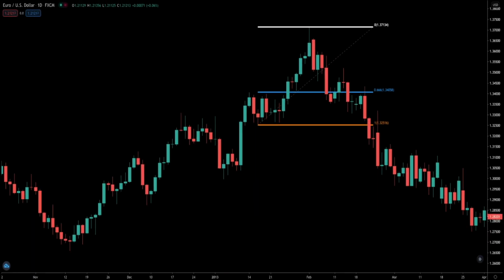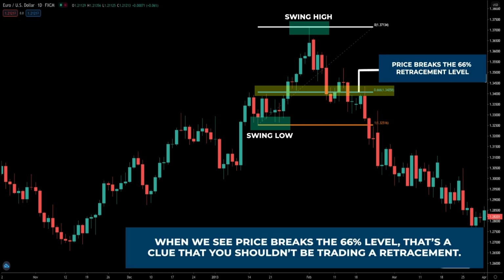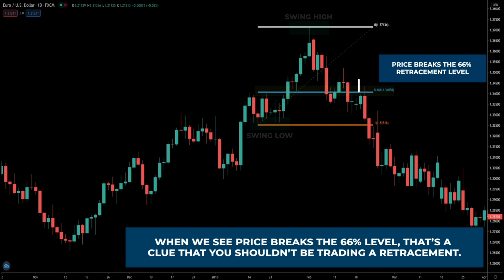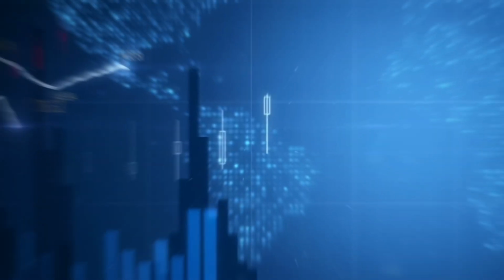So summing up, when you should not trade at a retracement, you want to use the Fibonacci 66% level and plot the Fibonacci tool at the recent swing. If price breaks the 66% level, then that's a clue that you shouldn't be trading a retracement. If price doesn't, then going for the retracement is fine. And that's all I have for you in this video. I hope you got value.